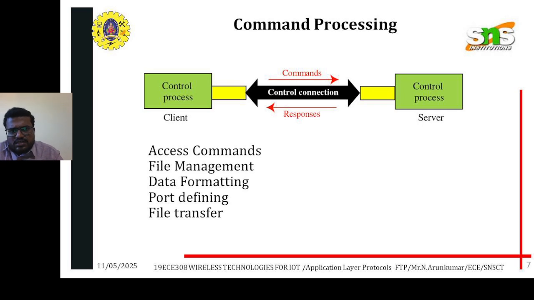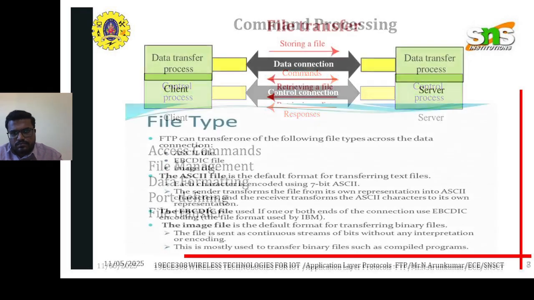The command processing. These are some commands used while forwarding the data from server to clients. First are access commands; acknowledgement and file management show whether data has reached; data formatting shows data has been fetched originally; port defining means the data is fetched based on the port number; and file transfer shows whether it is received or not. These are the commands that need to be checked while forwarding the data from server to client.